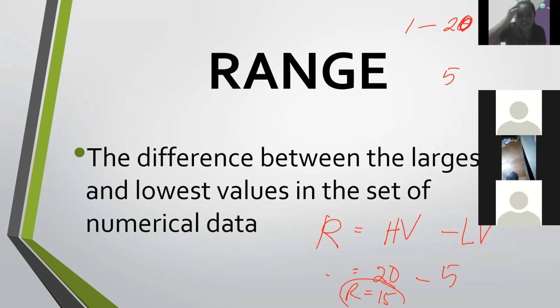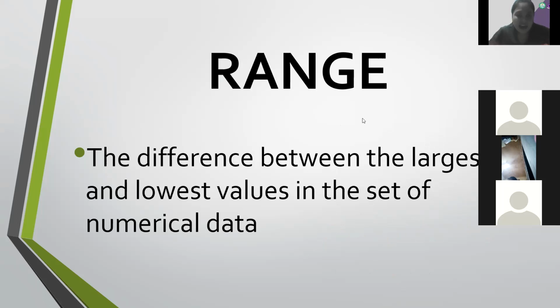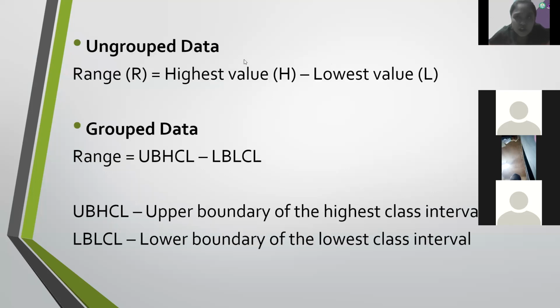So this is the distance between the highest or the largest value to the lowest value for the given set of numerical data. That's the meaning of the range. So the higher the number for the range, the more na masyadong malayo, hindi precise yung data ninyo. Meron tayong outliers if masyadong malaki yung range value ninyo. So meron tayong ungrouped data. Kung isang group lang talaga, diretso na yung highest value minus the lowest value.